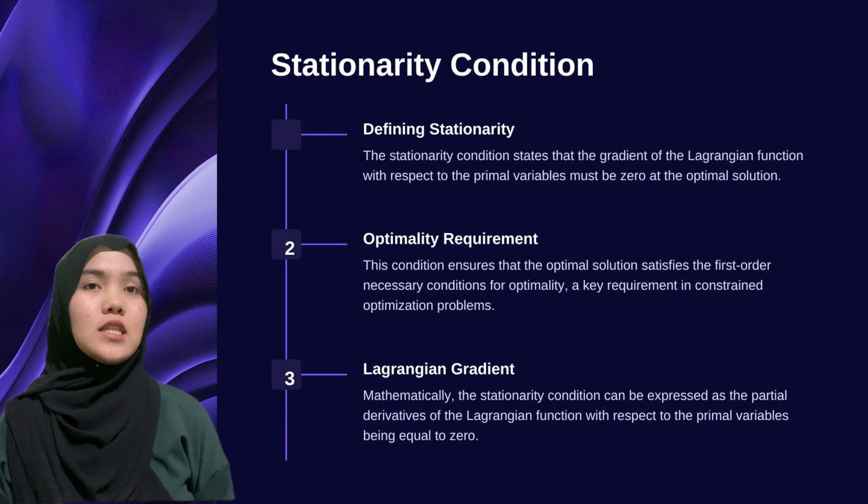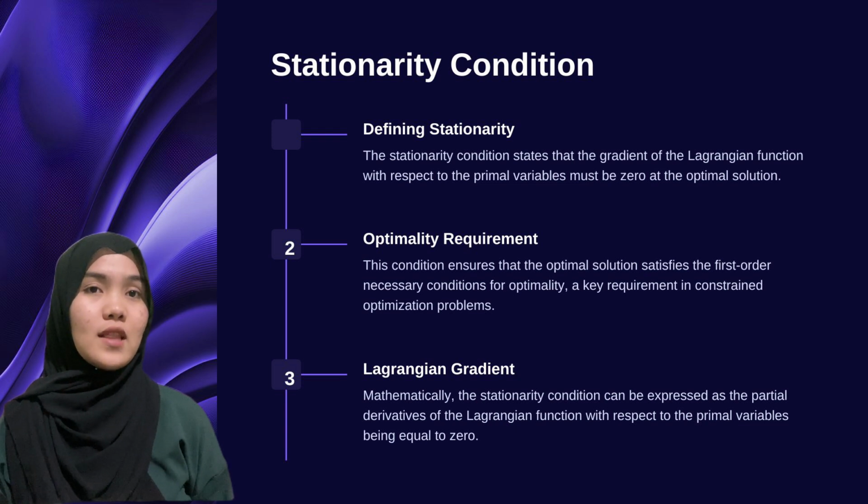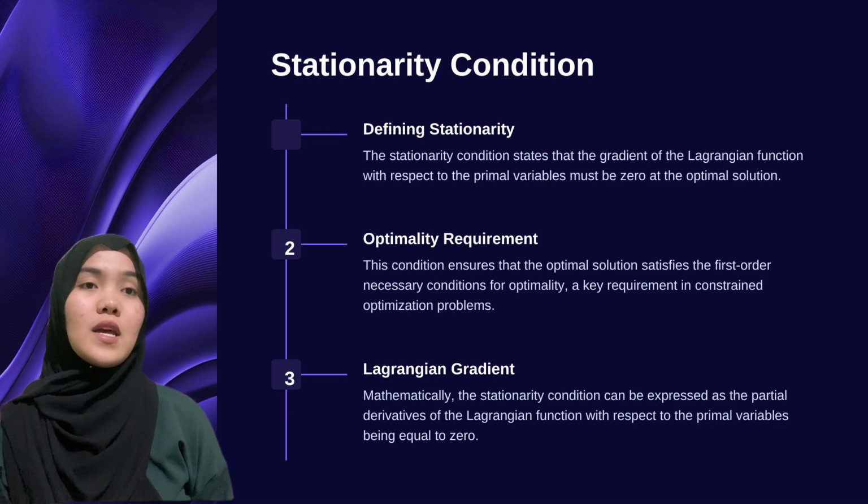Defining stationarity. The stationarity condition states that the gradient of the Lagrangian function with respect to the primal variables must be zero at the optimal solution. Number 2. Optimality requirement. The condition ensures that the optimal solution satisfies the first order necessary condition for optimality, a key requirement in constrained optimization problems. Number 3. Lagrangian gradient. Mathematically, the stationarity condition can be expressed as the partial derivative of the Lagrangian function with respect to the primal variables being equal to zero.